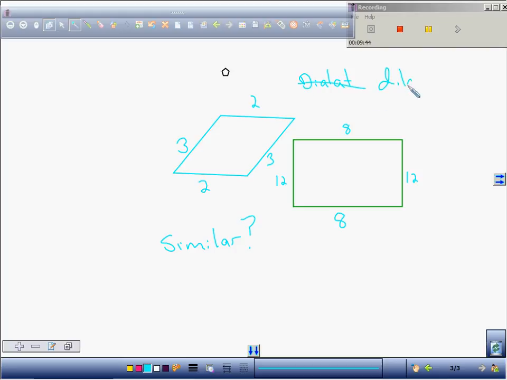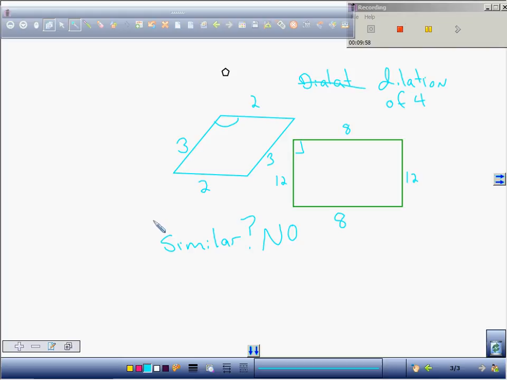The dilation is 4. Okay. Are these angles the same? No. Okay. So no, because the angles are not. Okay. And you'll have other problems that are similar to that.